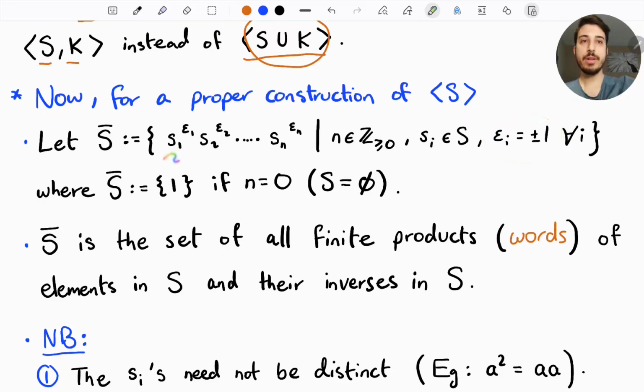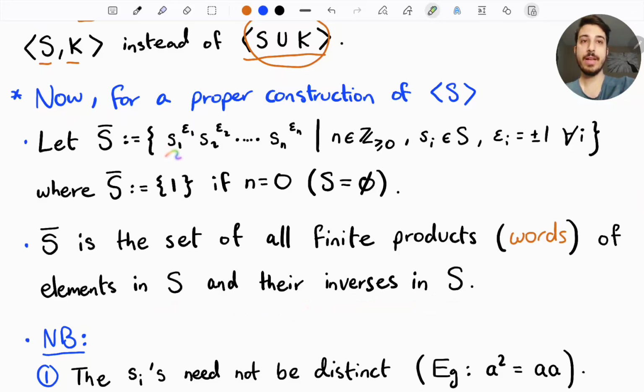And then we're taking the products of S1, S2, all the way to Sn, with the powers epsilon 1, epsilon 2, all the way to epsilon n. And if n is equal to 0, then S bar will just contain the identity element. N is equal to 0, meaning that the set S is empty. So in words, we can say that S bar is the set of all finite products of elements in S and their inverses in S.